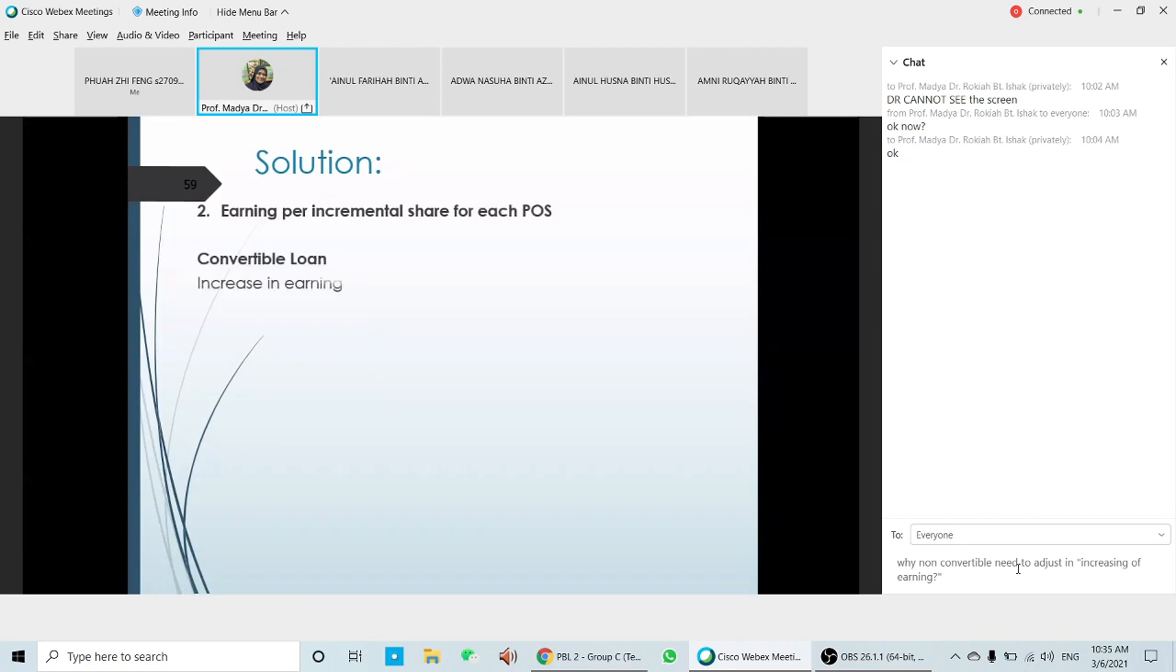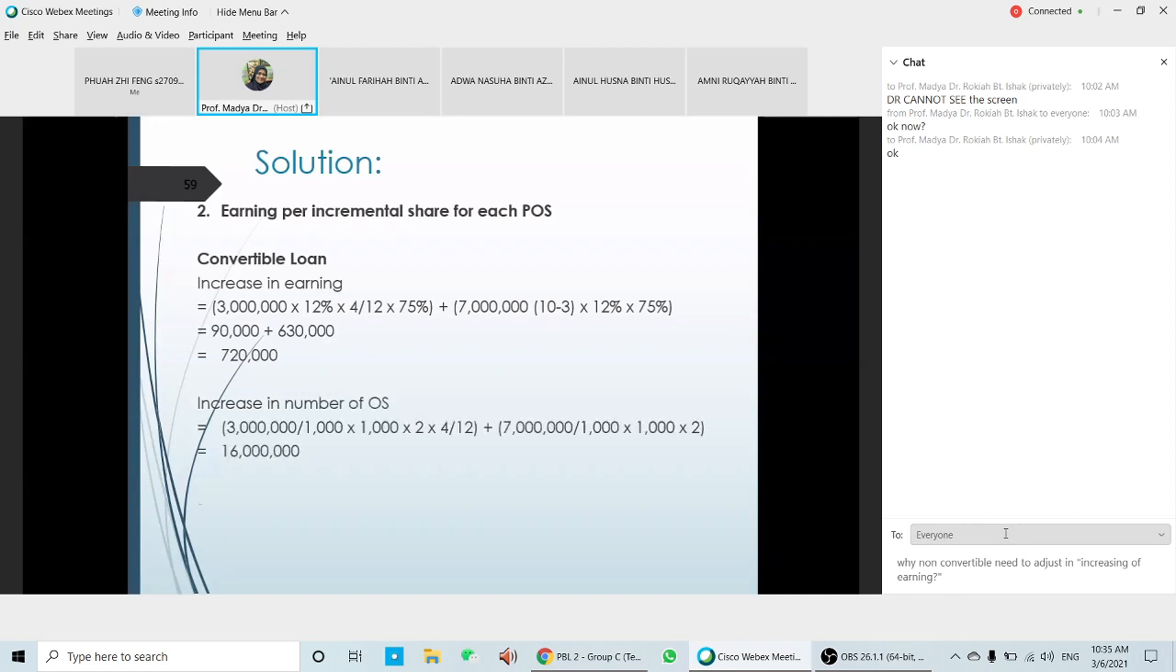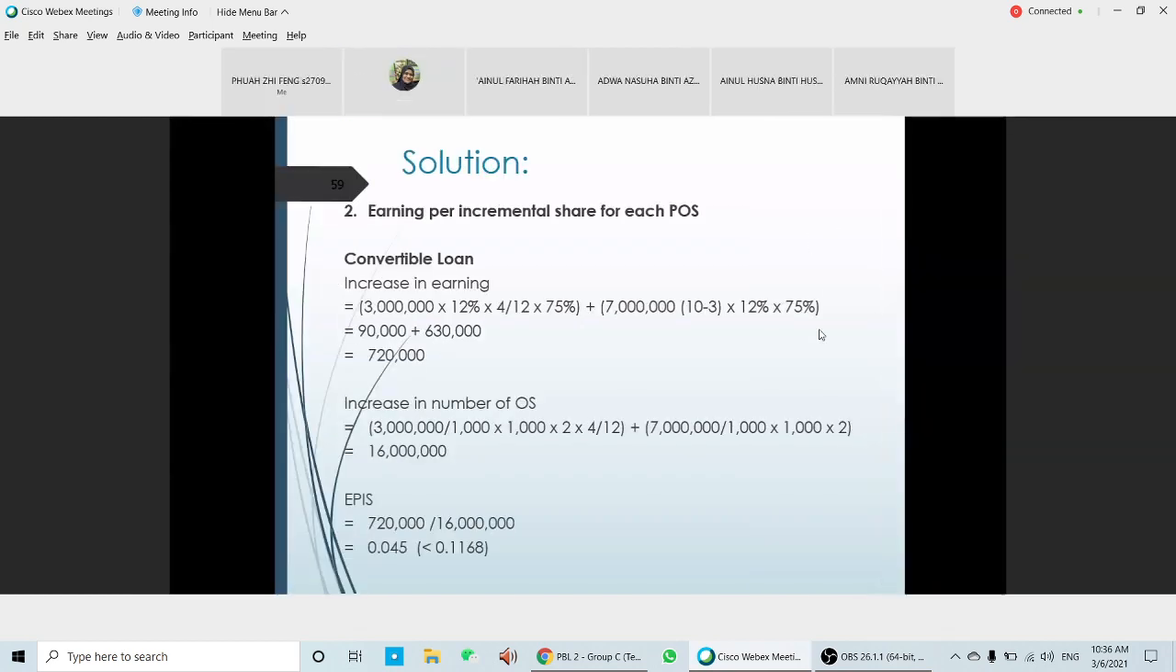Okay, for diluted earning per share, the first thing that you need to do here is calculate the earning per incremental share. Okay, we start with the convertible loans. So before the convertible loans, you convert this one. For a convertible loan, you have 10 million. Okay, from that 10 million, 3 million converted, 7 million not converted. This one converted, this one is not converted. So now I want to imagine if we convert all here.